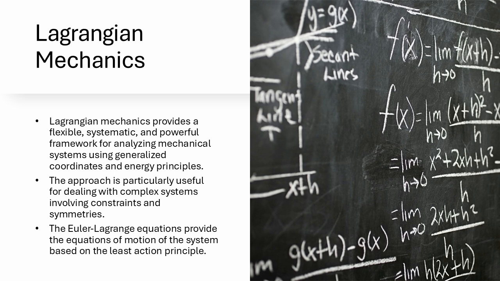So the Euler-Lagrange equations are like a mathematical shortcut to finding this most efficient path. Precisely. They take the Lagrangian and essentially tell us how the system will evolve over time to minimize the action. They give us a set of differential equations that, when solved, reveal the system's trajectory.